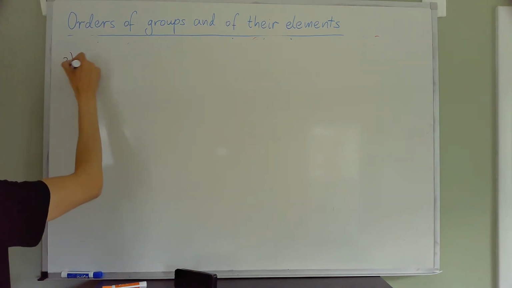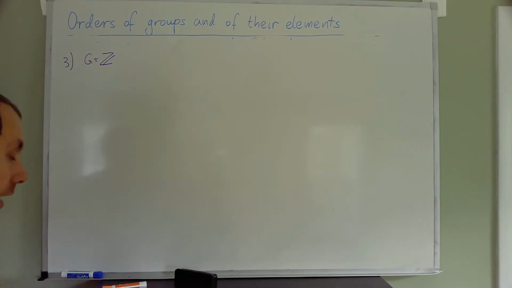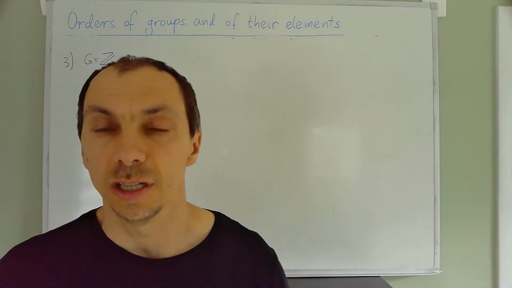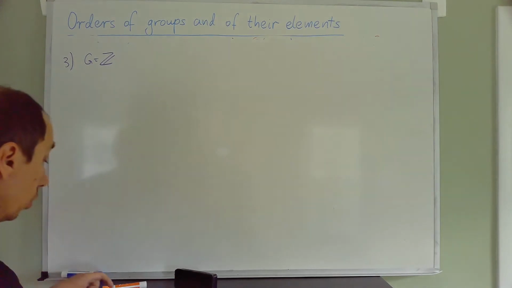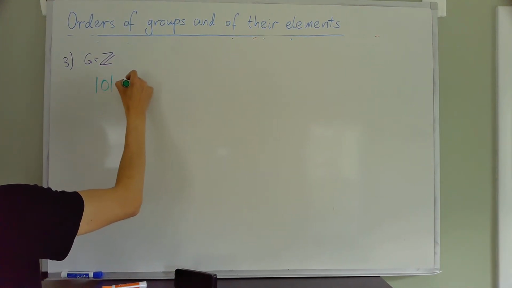Example number 3, Z, with addition. Well, I have infinitely many elements. I can't just list them, but let's think about that. First of all, what's the identity? It's 0. So 0 has order 1.